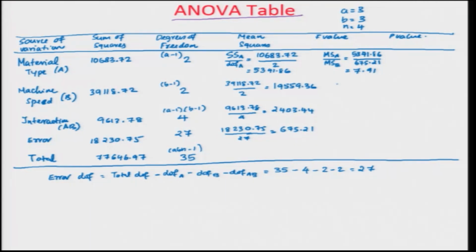In the next case, it is calculated as 19559.36 divided by 675.21, and that value is calculated to be 28.97. The third one that we calculate is 2403.44 divided by 675.21, which will be equal to 3.56. So, for the three values for A, B and AB, we calculate the F values using the mean square of errors.